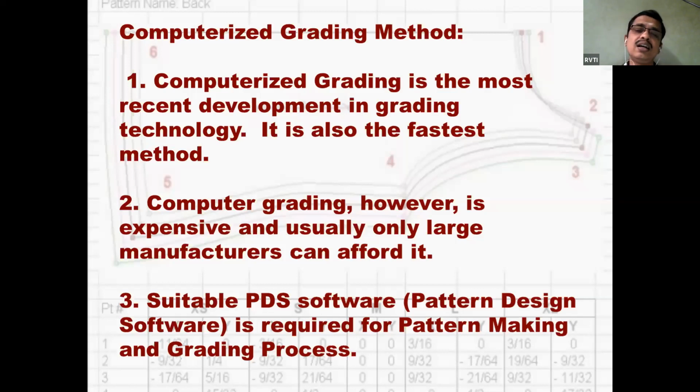Normally it's for small scale industries as well as for homemade garments. So normally it is used for large manufacturers only. They are doing it, and they need not take a printout. With the help of computer and marker, if they are having computerized cutting machines, there is no paperwork required. They can easily prepare a pattern, they can easily grade, and they can easily prepare a marker, and with the help of a machine they can easily cut. So the computer is used for grading.